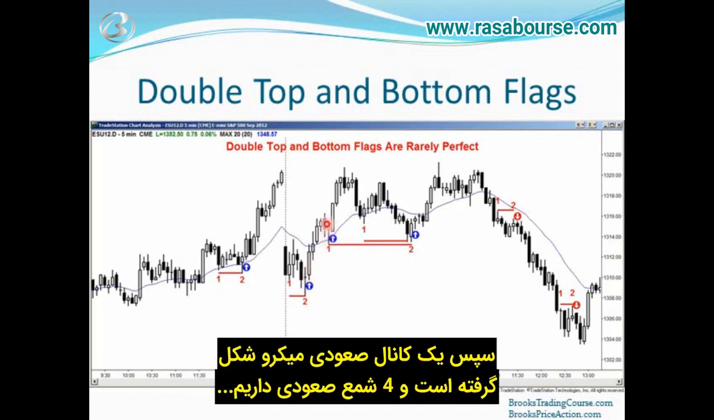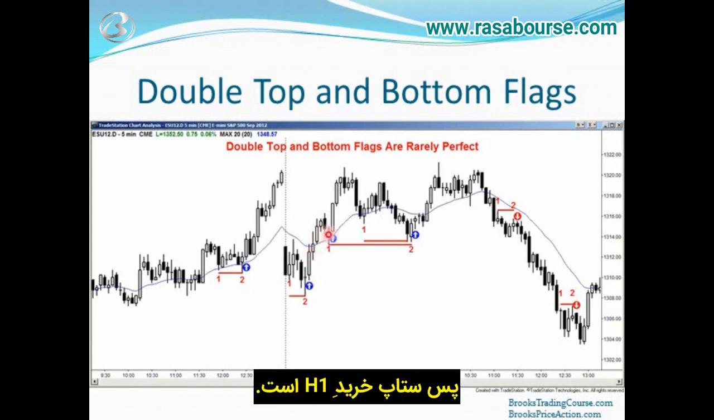Then we have a bull micro channel with 4 bull bars, 2 of them very big. So it's a high 1 buy. You can buy above that bar.